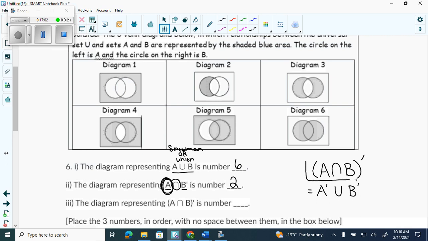This one makes more sense to me because I just go here and I say, oh, it's A and B. And what shape is A and B? A and B. It's the eyeball, right? And I want what's not in the eyeball. So I want everywhere shaded but the eyeball. Which one does that represent? 4. So not the eyeball. If it was a union, it would be not the snowman, correct?